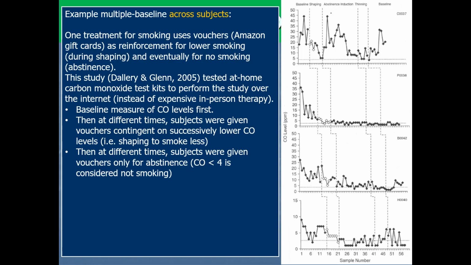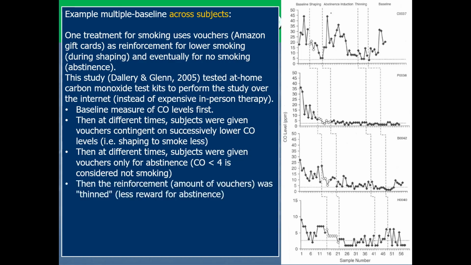That's considered not smoking. Then they did do another phase labeled thinning, where the reinforcement, that's like the monetary amount of the vouchers or how many vouchers you can get, was thinned out. Basically giving less of a reward for abstinence each time, but they're still getting a reward. It's just more occasional or not as much. This is important because obviously we can't keep paying people forever just to not smoke.